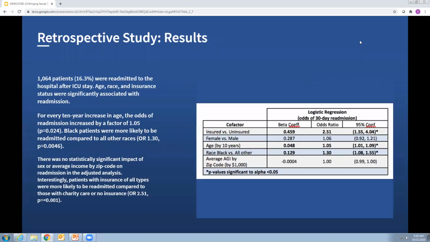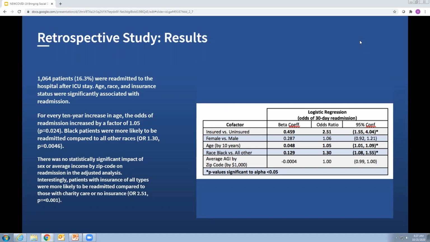So we also looked at, who are these patients who are coming back? And when we looked at race and by age, what we found was that every 10-year increase in age, the odds of being readmitted were increased, and also that Black patients were more likely to be readmitted than any other race. We did not find any statistically significant impact of sex or zip code on these readmissions.